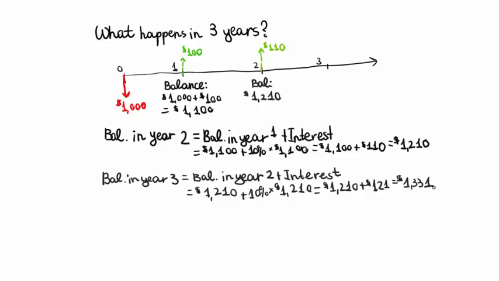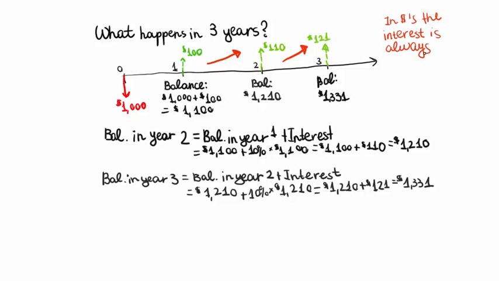Now, a very important observation here is the fact that the interest each year in terms of dollars increases. So although we're keeping our rate in terms of percentage, 10%, constant, the interest that we're making in terms of dollars is continuously increasing. In year 1 we made $100, in year 2 we made $110, and in year 3 we made $121. And this is a very important feature of the compound interest rate.